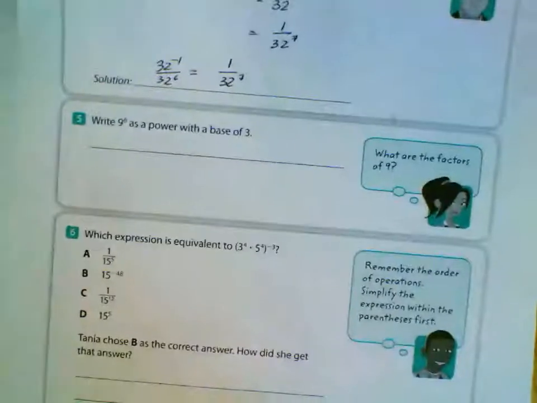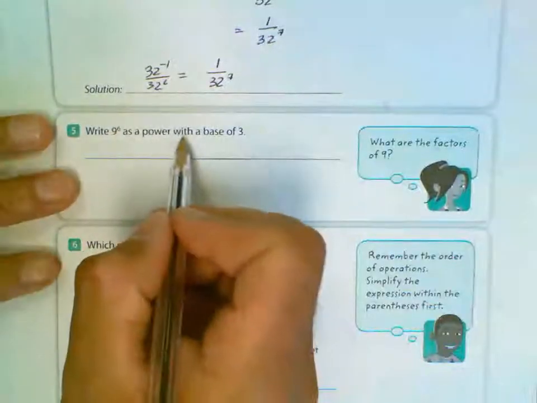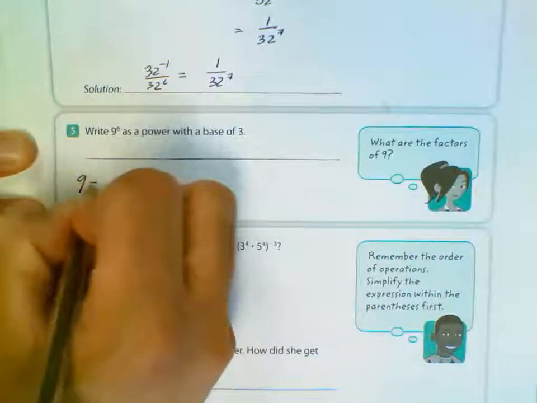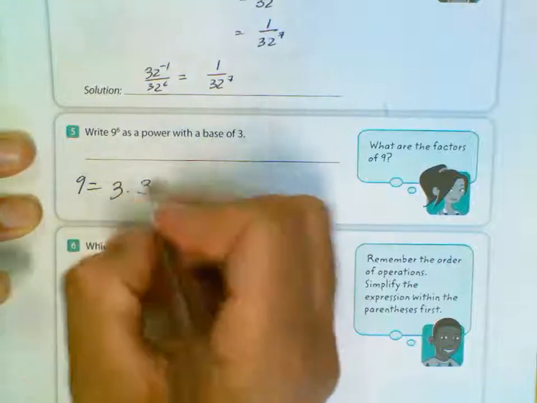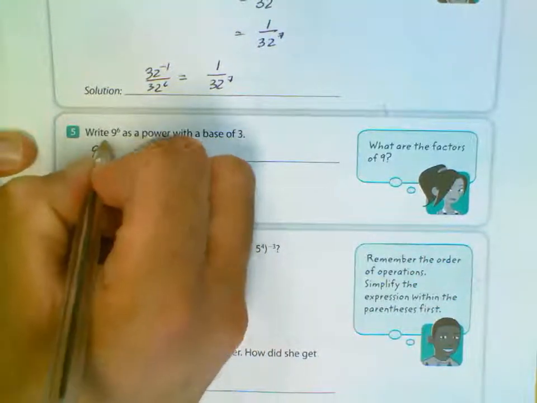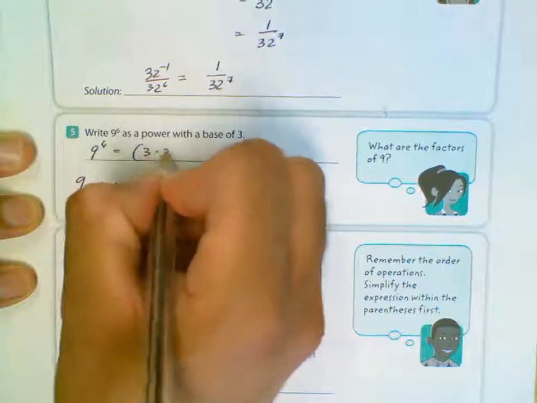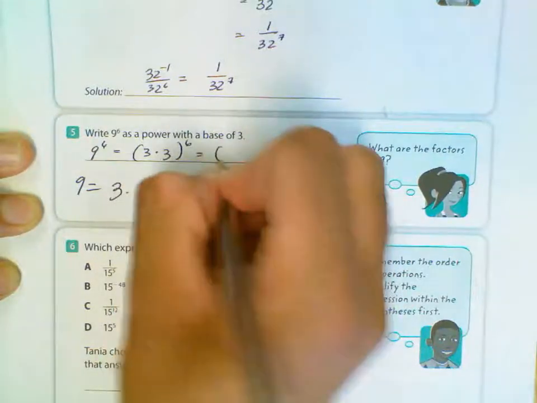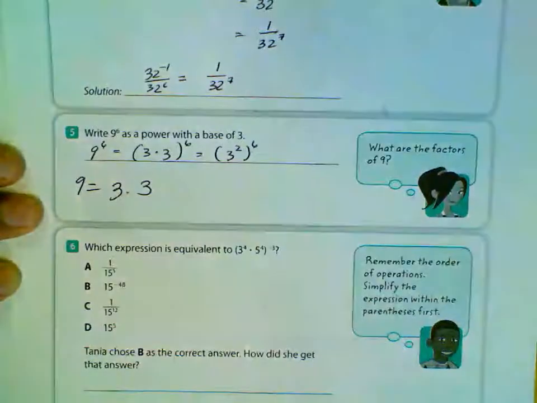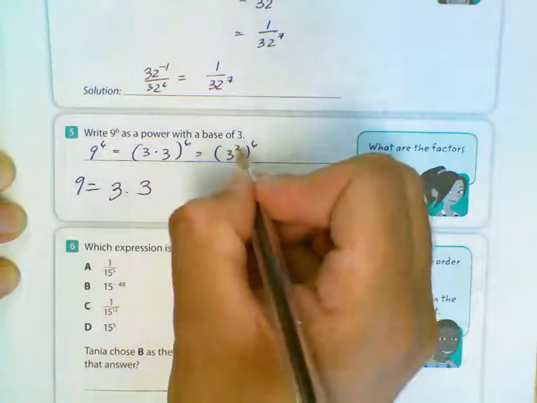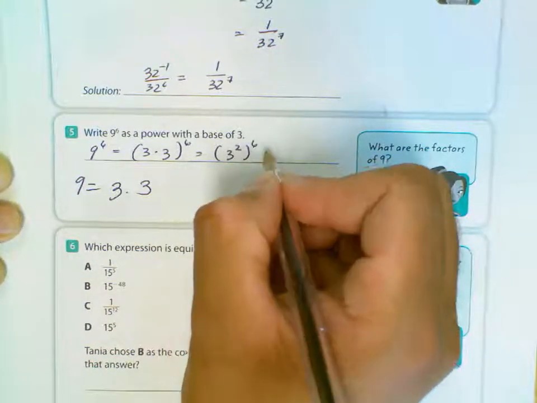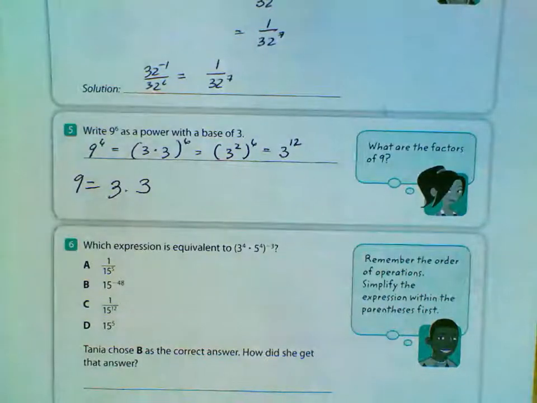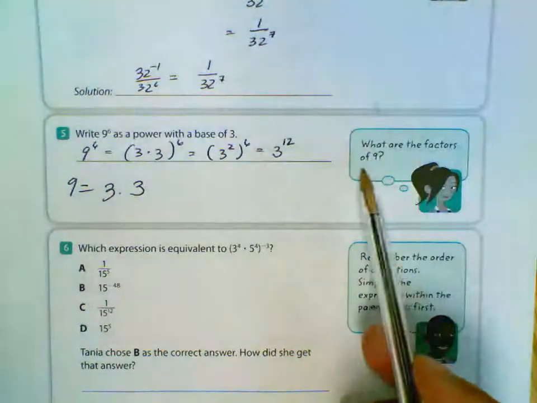Number 5, you need to write 9 to the 6th as a power with base of 3. Okay, so in this case, I know 9 equals 3 times 3. Here, I'm going to write this one. So 9 to the 6th equals 3 times 3 to the 6th power. They are asking me for base of 3. 3 times 3 is 3 to the 2nd power, to the 6th power, okay? Because I'm multiplying 3 two times. And applying the property, 2 times 6 equals 12, so 3 to the 12th power, okay? Remember, you ask the question, what are the factors of 9?